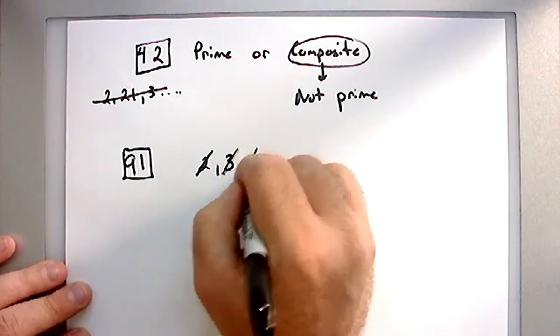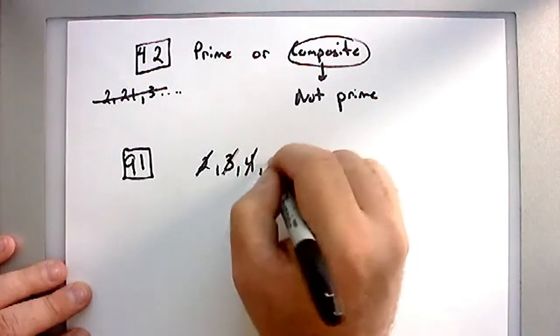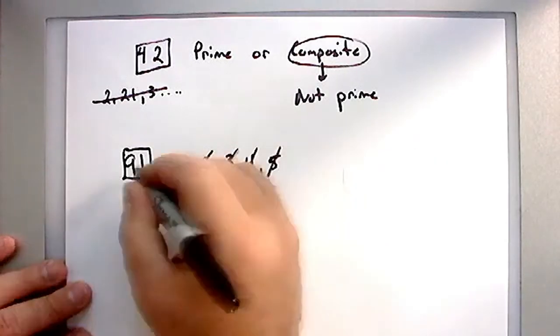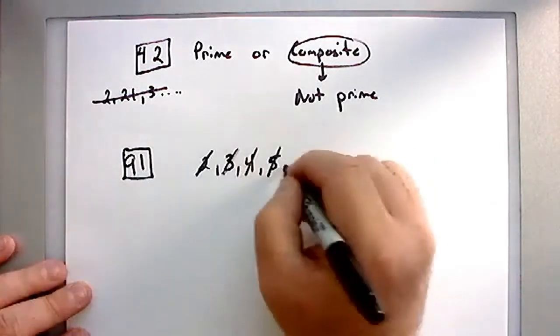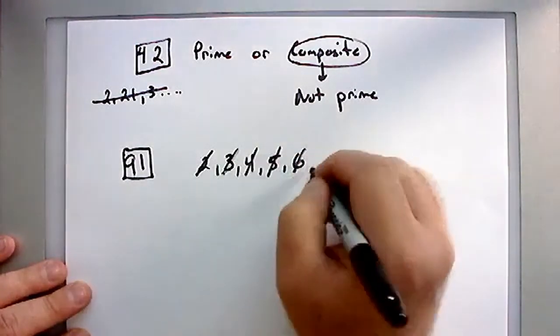4 does not go into 91 because it's not even. If 2 can't go in, 4 cannot go in. 5 does not go in because it doesn't end in a 0 or a 5. We don't bother with 6 because 2 didn't go in, so 6 won't go in.